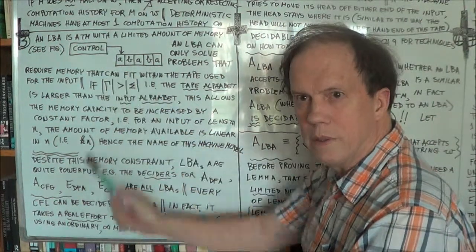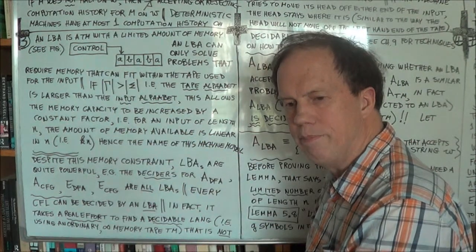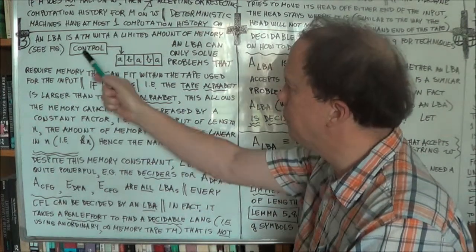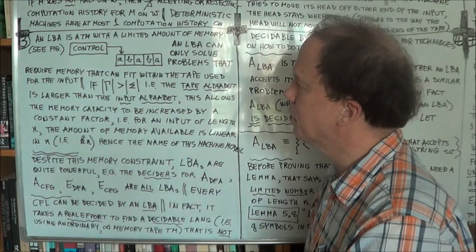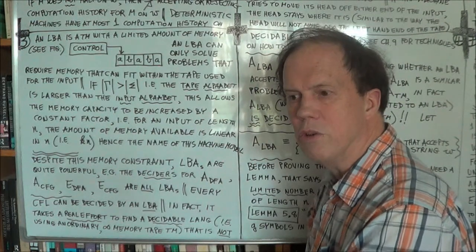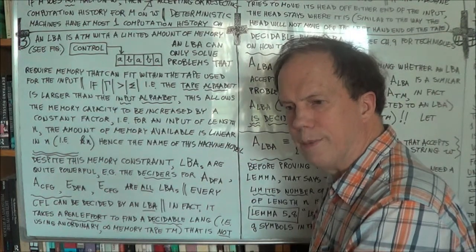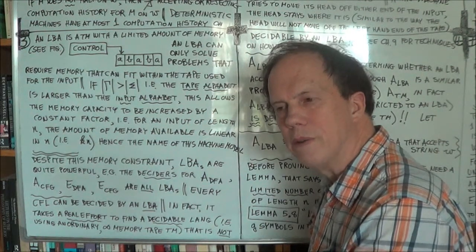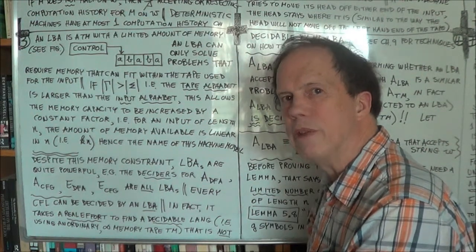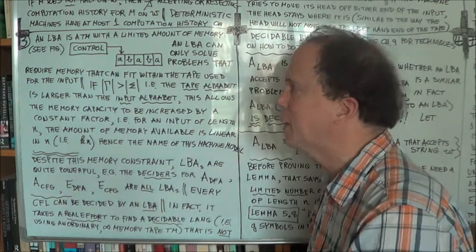So let's represent the LBA, the linear bounded automaton, in this way. Your control is much the same as a normal Turing machine. A normal Turing machine has an infinite tape, right? So it has effectively an infinite memory. That's a normal Turing machine.